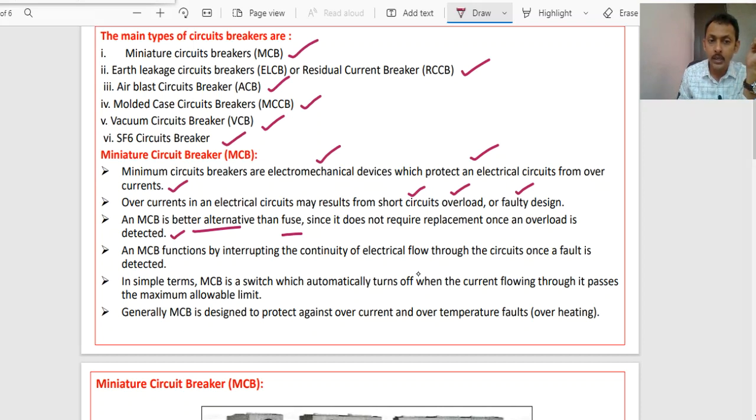Now, how does this MCB function? It functions by interrupting the continuity of the electric flow through the circuit once a fault is detected. It will not allow high amounts of current to pass to the loads. So here the MCBs are designed to protect against overcurrents and over temperature faults.